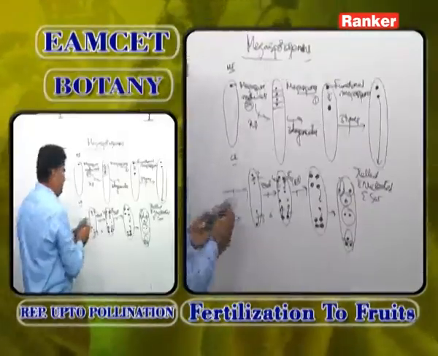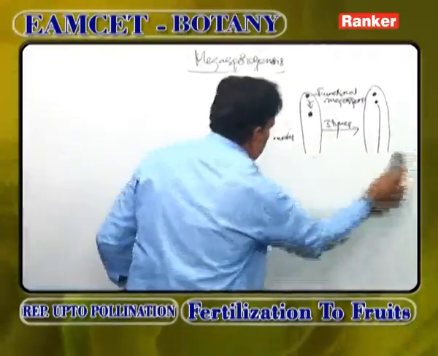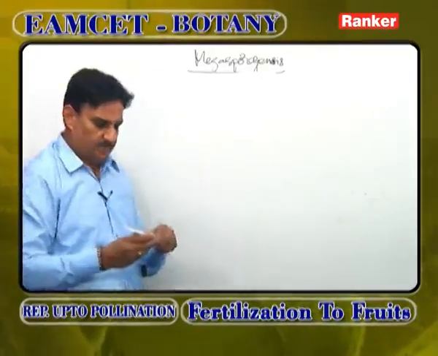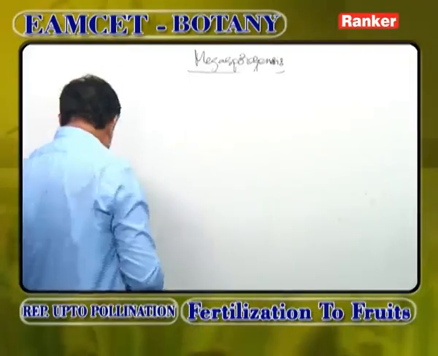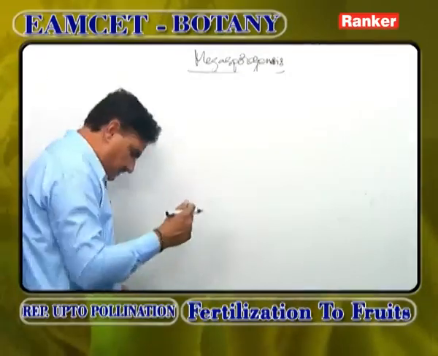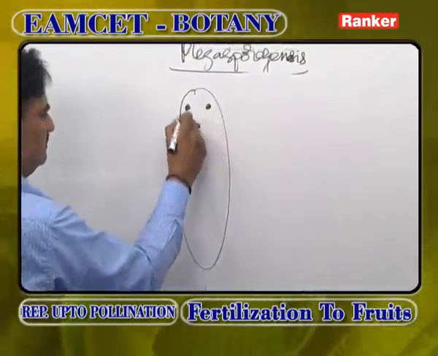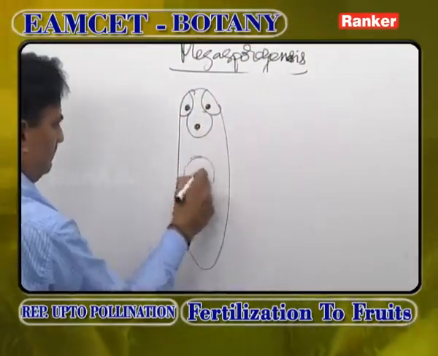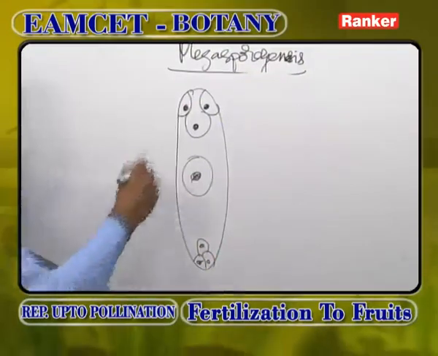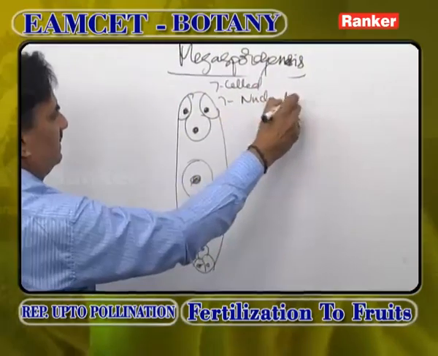In this 7-celled 8 nucleated embryo sac, the upper 3 cells are called the egg apparatus with 2 synergids and 1 egg cell. The central 2 are called polar nuclei. The lower 3 are called antipodals. So, if you take this structure, it appears like this. Gradually, the 2 polar nuclei fuse and ultimately a structure like this, 7-celled, 7 nucleated embryo sac is formed.